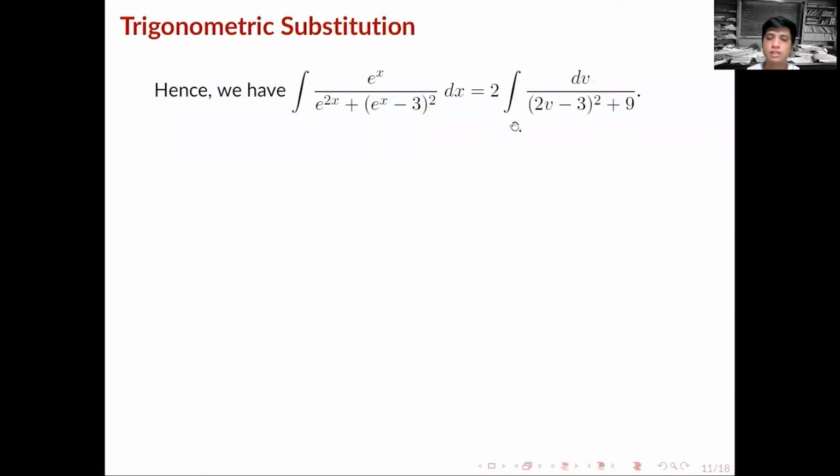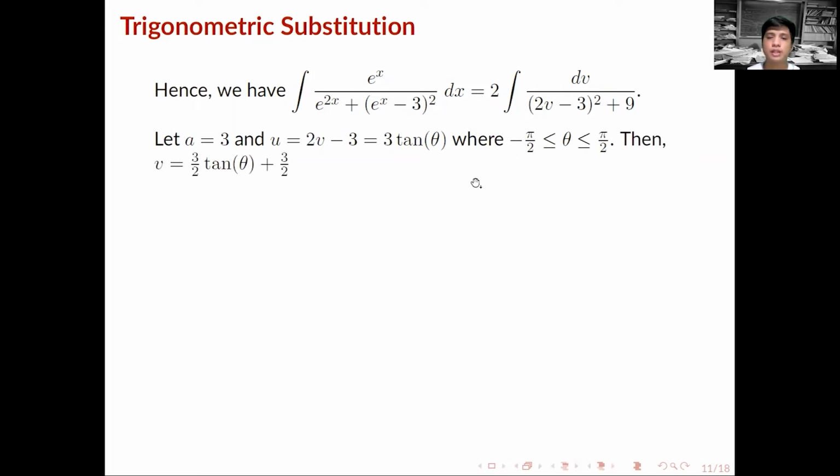And now we have this integral. Notice that the denominator looks similar to the form square root of u squared plus a squared. And even though it has no radical, we can still apply the normal process of trig substitution. So let's do just that. Let a equal 3 and u equal to 2v minus 3, which is also equal to 3 tangent theta, where theta lies within this domain.